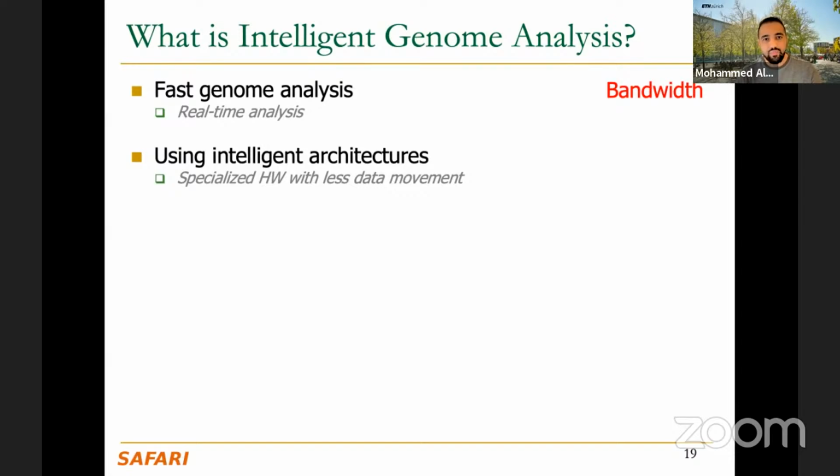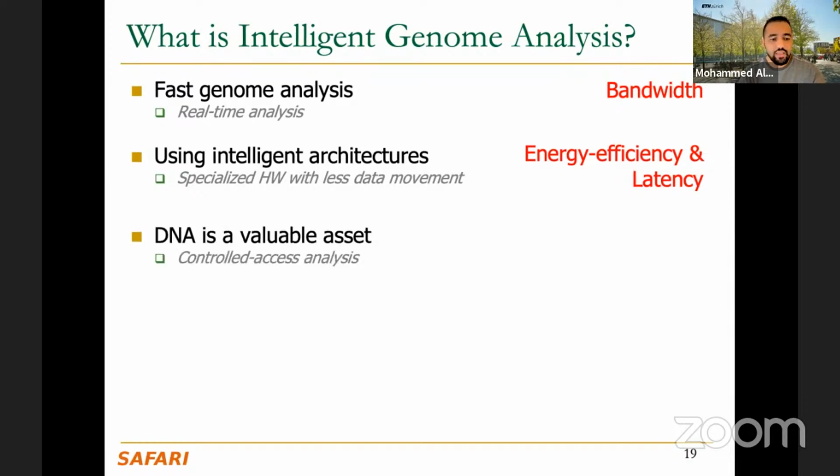Now, using intelligent architecture, why do we need architectures or hardware for that? When we have specialized hardware to do the analysis, we have less data movement, less energy requirement, and less delay. And that is specialization. When you do specialization, you gain benefits in terms of energy, latency, maybe the cost, maybe the area, maybe the portability of the equipment used for analysis, which is way better than having a general purpose computer for the analysis.